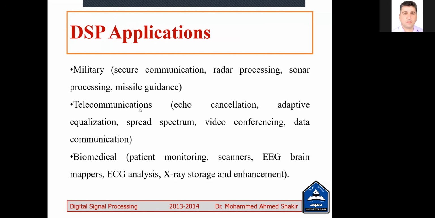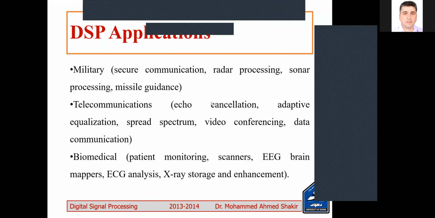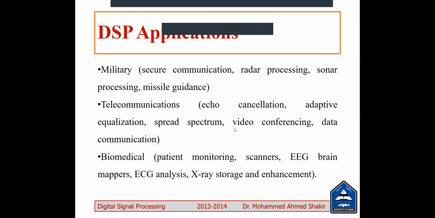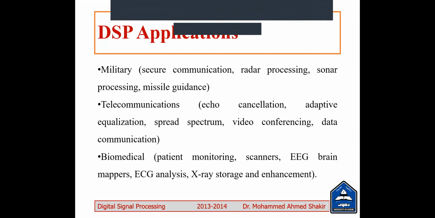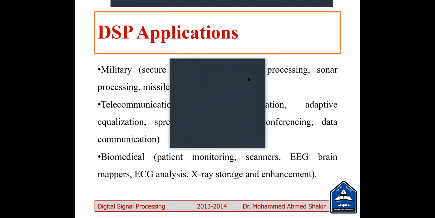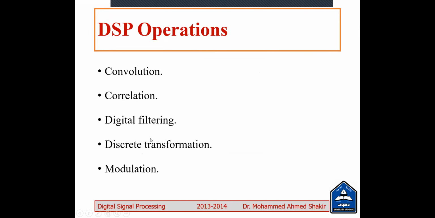Telecommunications. In the telecommunications, we have other applications, for example, echo cancellation, adaptive equalization, spread spectrum, video conferencing, data communication. Again, we have wide range of applications in the biomedical field, for example, patient monitoring, scanners, EEG brain mapper, ECG analysis, X-ray storage, and enhancement. All of these are examples for the applications of the DSP.